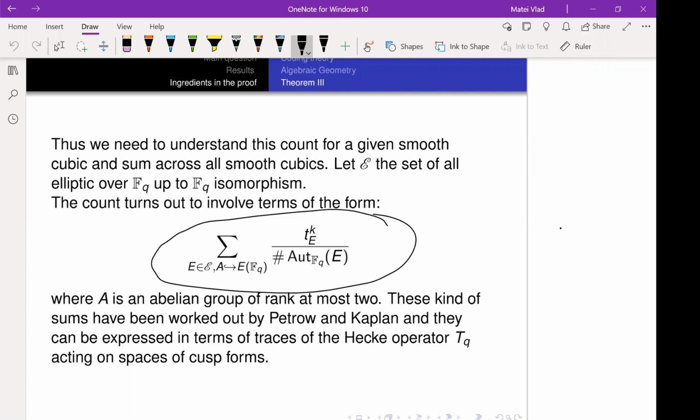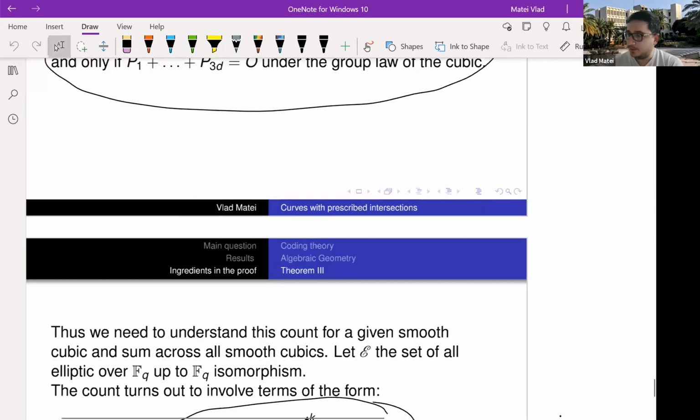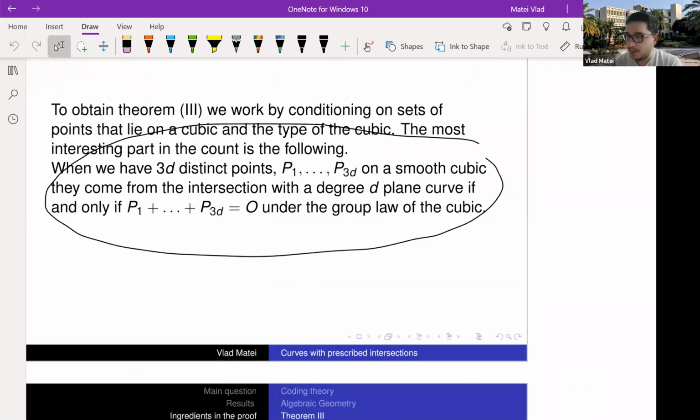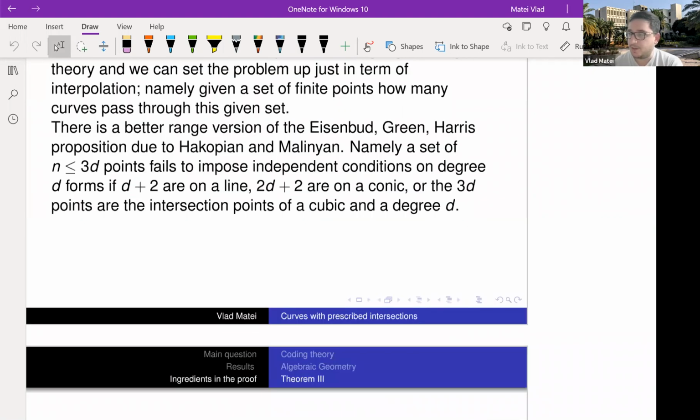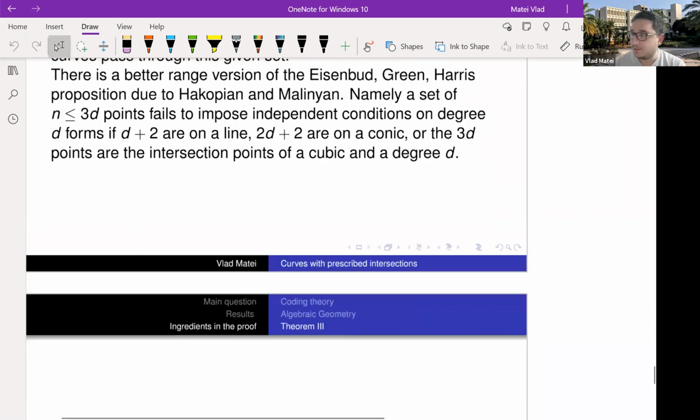So the reason why elliptic curves come up is because you are dealing with cubics, right? Yeah, so because of cubics, we have this luck that this happens to be true. And what I haven't said, I skipped this slide, is that you can say something about this condition about independent conditions. There's this result of Hakopian and Malinian that tells you that if you're not on a conic, not too many points are on a conic and so on, you're only going to have troubles when you run into these kinds of things, like at the edge of the boundary of independent conditions.